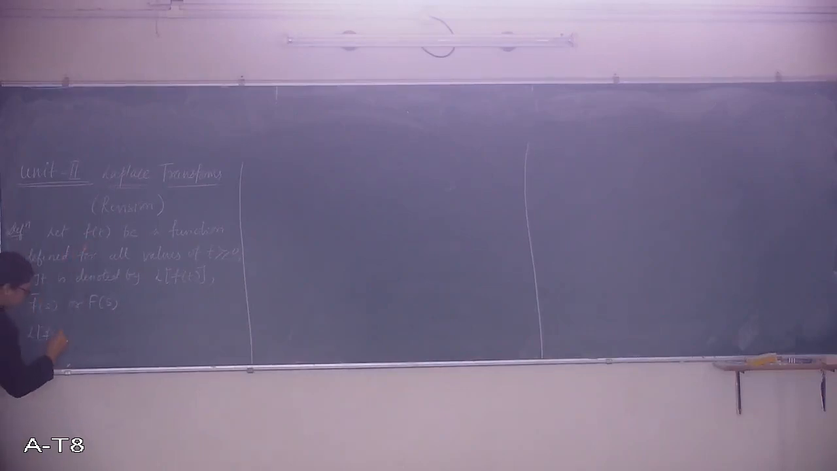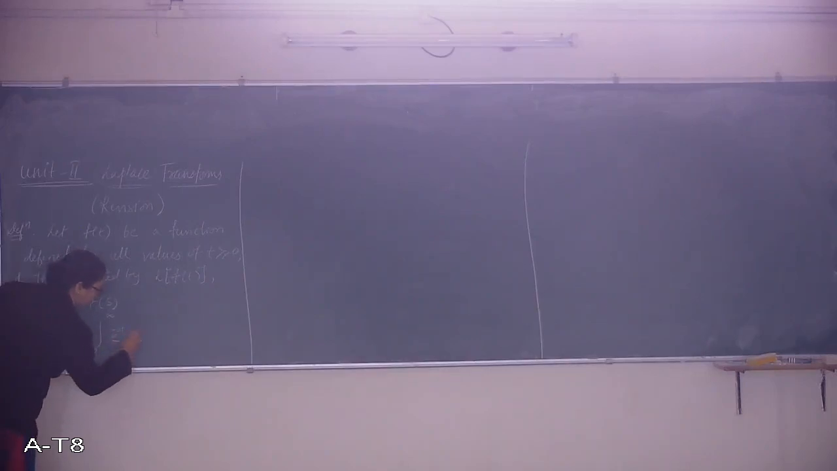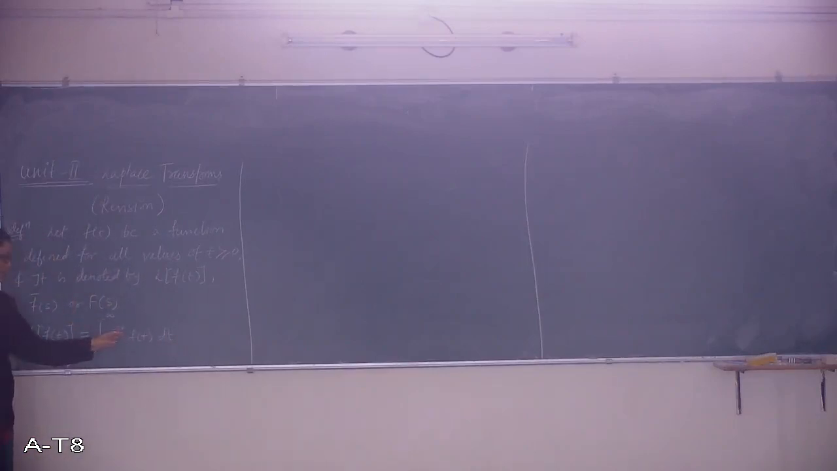So we are finding the Laplace transform of this function of t. L of f of t is defined for values of t greater than or equals to 0, so we take the integration from 0 to infinity of e to the power minus st into f of t dt, provided this integral exists. And here this s is a parameter which may be real or complex.